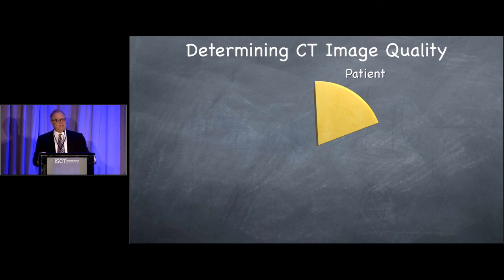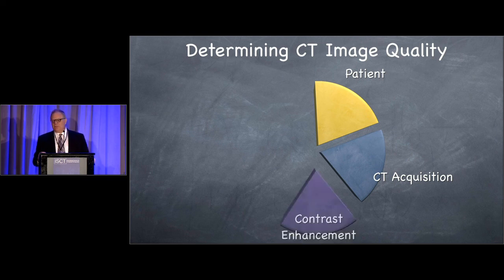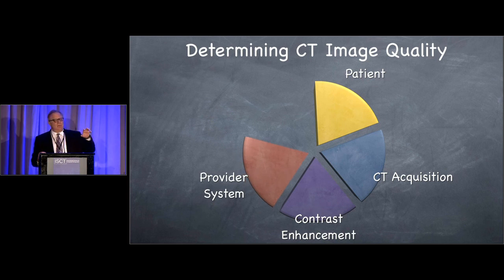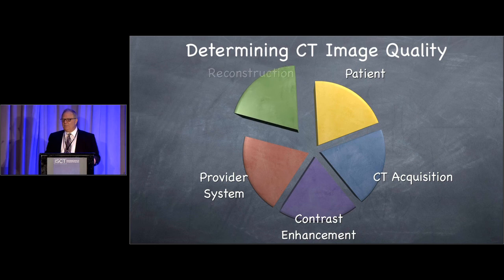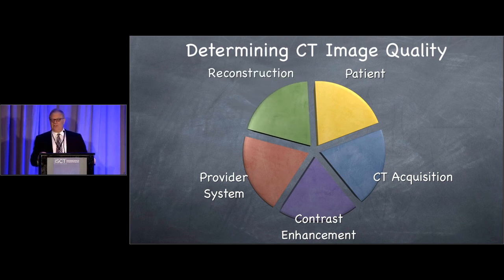The patient themselves is a huge influence. The way we design our CT acquisition is a big influence. The way we design our contrast administration, the provider system we're in. Sometimes we can have the most ideal patient, the best scanner, the best physician, and it's all the stuff that happens in between. Communication with technologists, between nursing, scheduling, all kinds of things, and we sometimes can defeat ourselves just with the system. So we need to keep that in mind. And then finally, the reconstruction of the data.